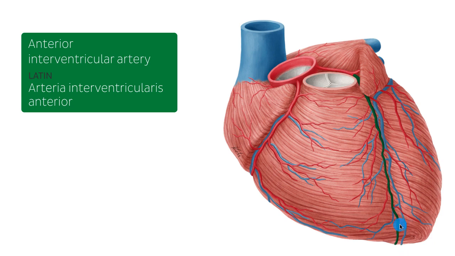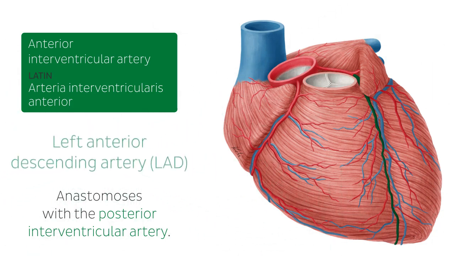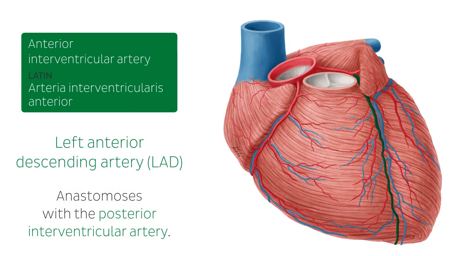And as the word indicates, interventricular, meaning that it stands in this groove that is just between the two ventricles, so the right ventricle and the left ventricle. On the apex of the heart, this artery is going to anastomose, or form a connection, with the posterior interventricular artery. This artery is also commonly referred to as the left anterior descending artery, or LAD.